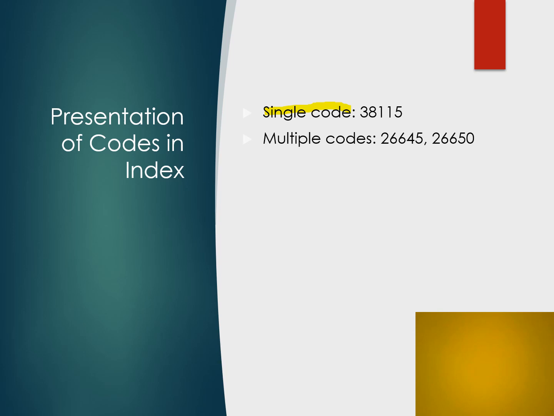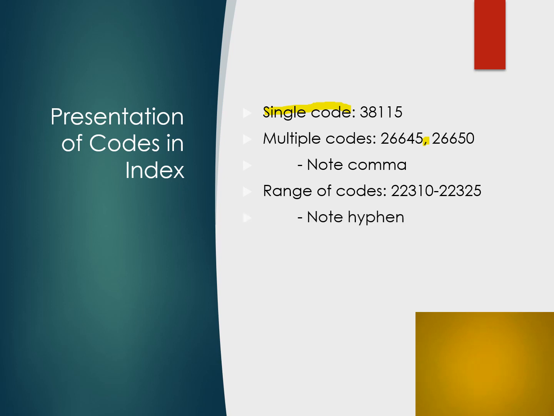But the presentation in the index sometimes gives us multiple codes. And when you see that comma right there, it could be 26645 or 26650. Or, note the comma, it could be a range of codes, 22310 all the way to 22325. And note the hyphen. So when you see that hyphen, that's a range of codes.